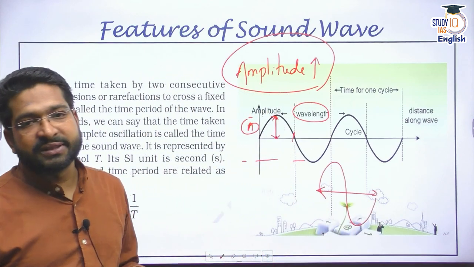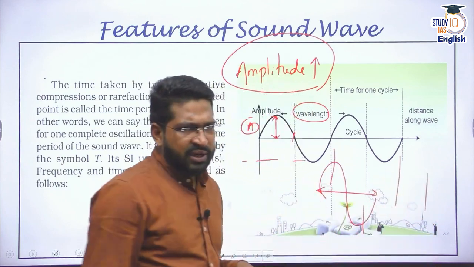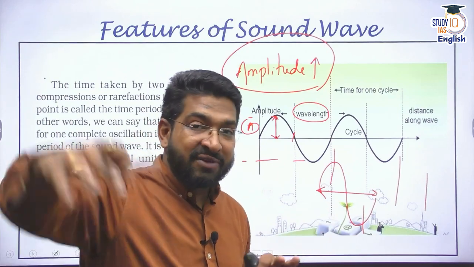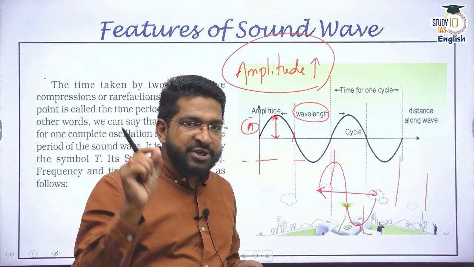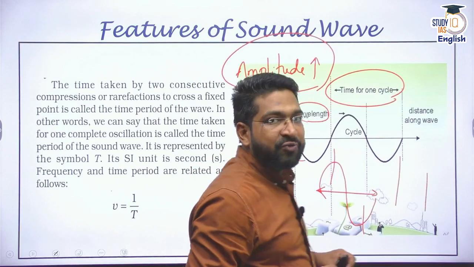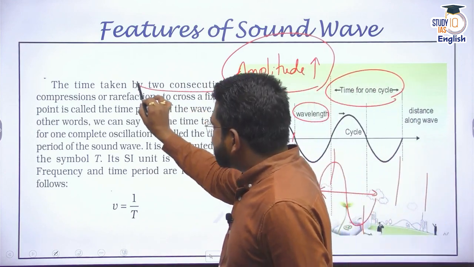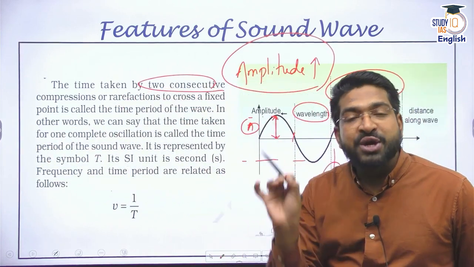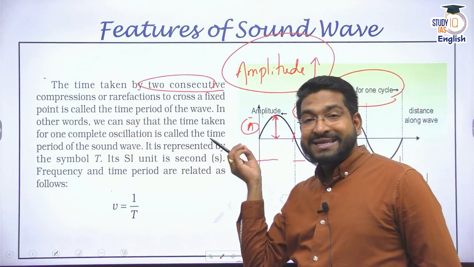One wavelength can be the length from here to here, or here to here, whatever you can define. If the sound wave has a higher wavelength, then it is going to travel for a longer distance. Apart from that, we also measure one more parameter called time for one cycle. This is the time taken by two consecutive compressions or two consecutive rarefactions to cross one particular fixed point. We will measure that in seconds.